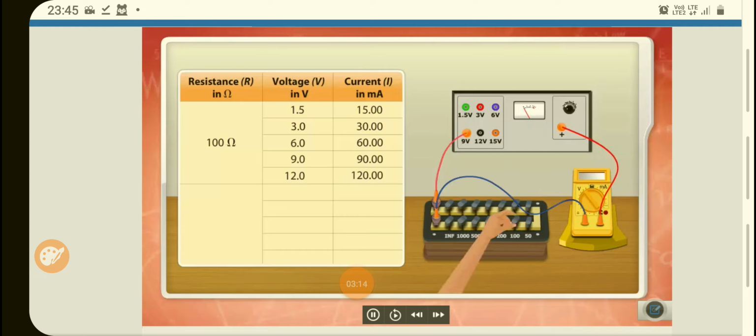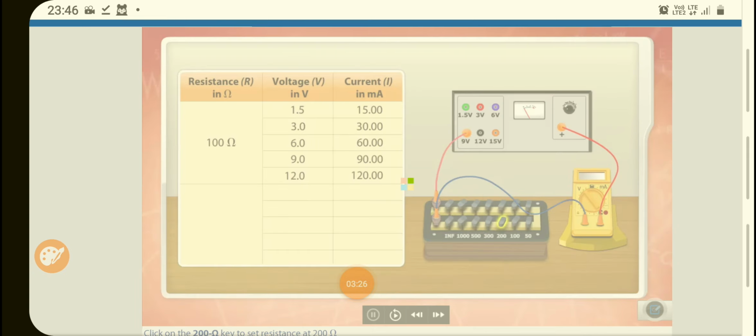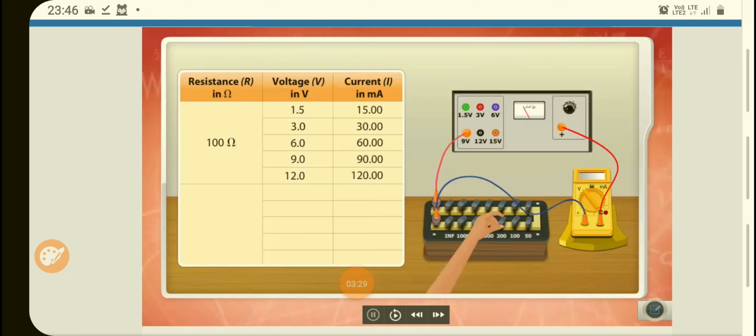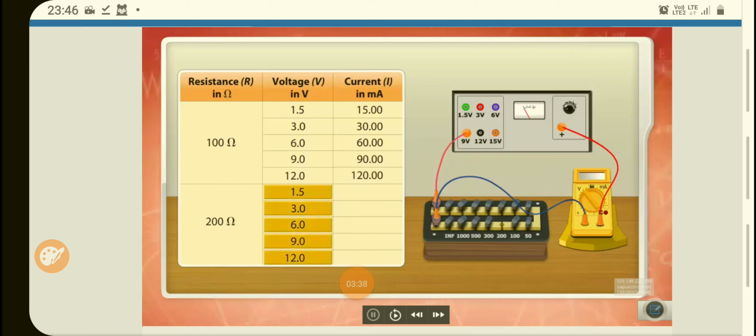But first, let's replace the 100 ohm key. Click on the 200 ohm key to set the resistance at 200 ohms. Let's vary the voltage again and note the corresponding current. Select any of the highlighted voltage buttons in the table and observe the corresponding ammeter reading. The readings will be populated in the table.